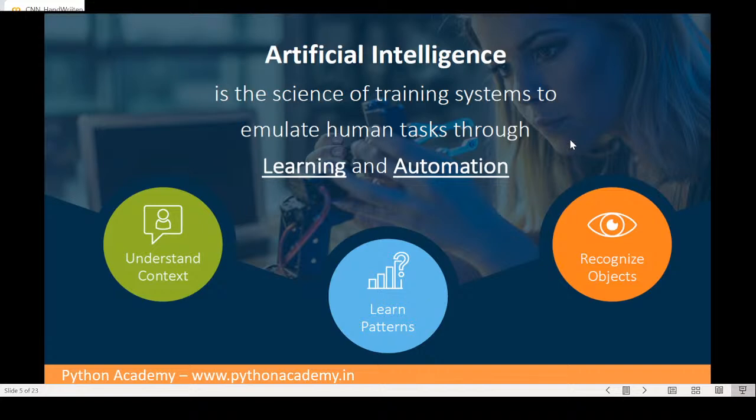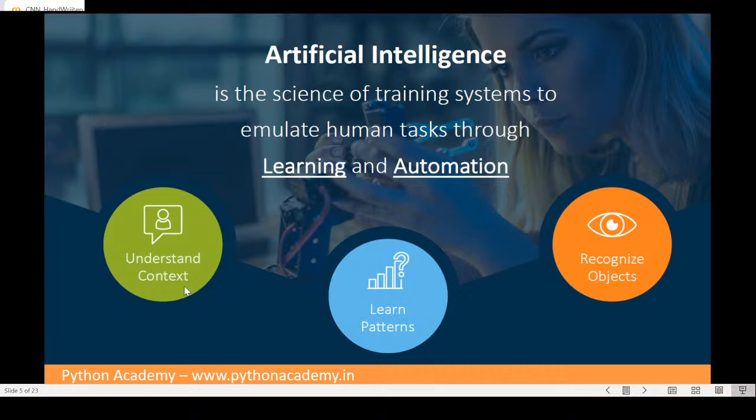It is, I can say, a separate total science or total subject. Inside that we can think of data analytics as a part of it. Inside data analytics we come to the third part, machine learning, and inside that is deep learning. If I draw a Venn diagram, one inside another, you will get the idea how it looks. It is a science which trains the system to emulate human tasks through learning and automation.